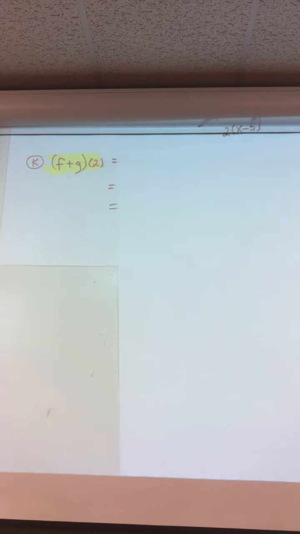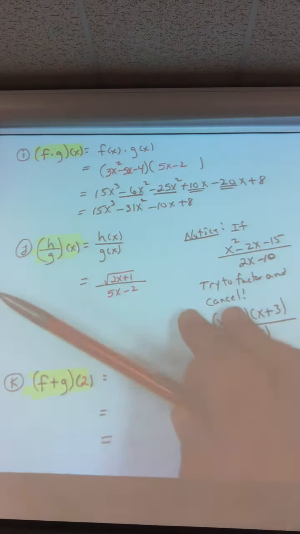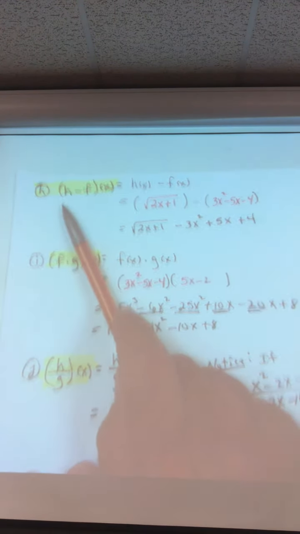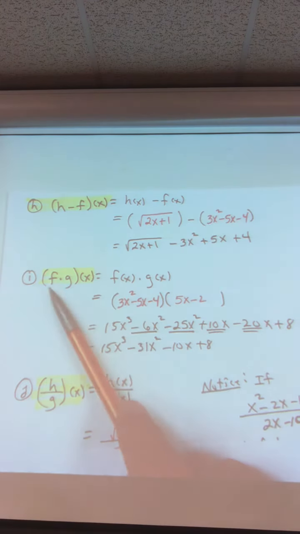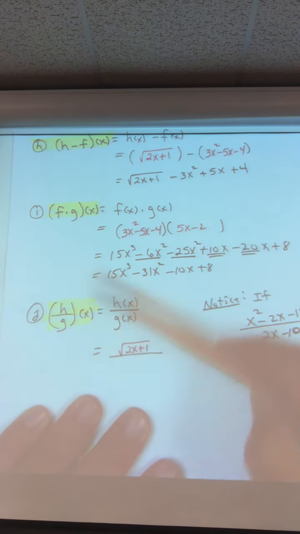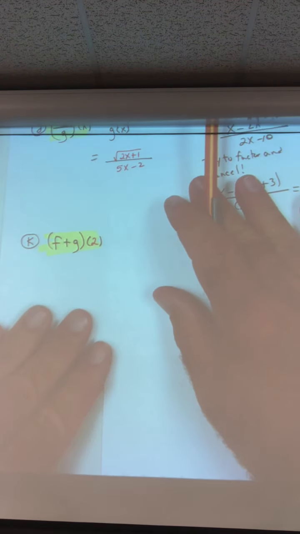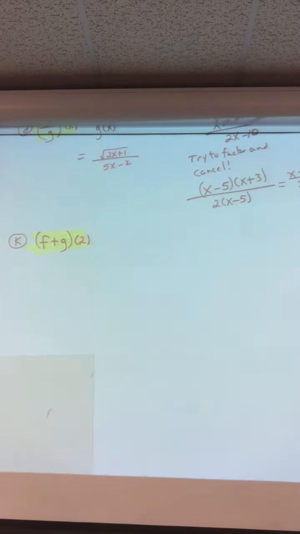In all of the others that I've worked up till now, it was h minus f of x, f times g of x, h divided by g of x. It was of x every time. In this one, it is of 2. So, what do we do?